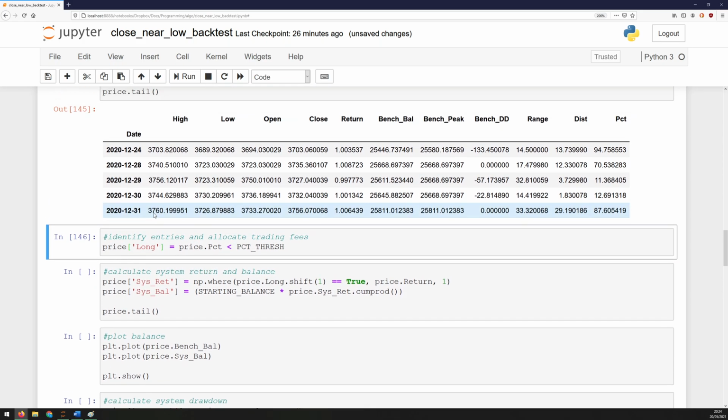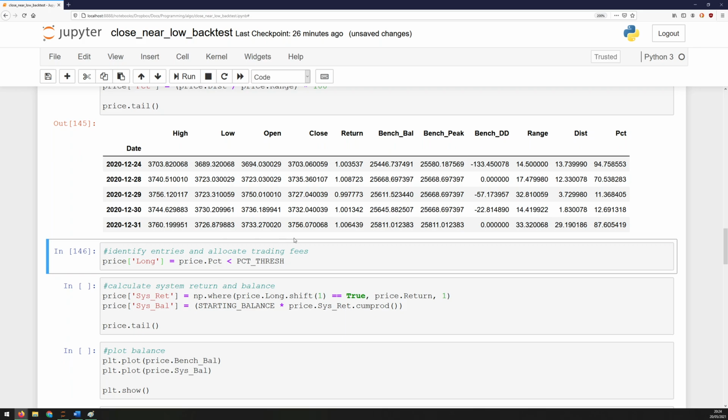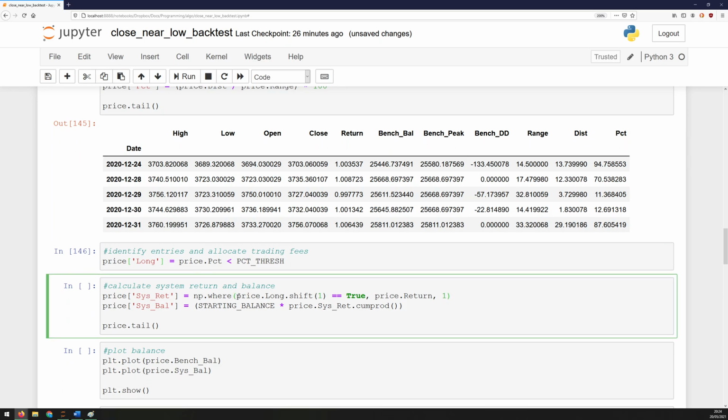And now that I have those, I can basically go through that entire data frame and say that on the days when I've got a long signal, which is what's happening here, so I'm using NumPy to say where yesterday had a long signal, then I want to take the return of the price and use that as my system return. On the other days, I'm not in the market, therefore my return is just one. It's not up or it's not down.